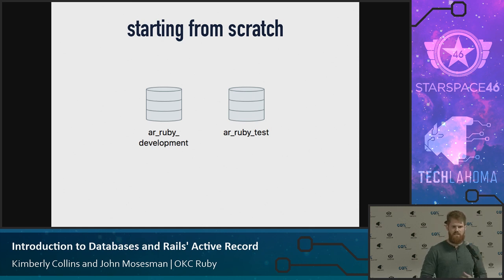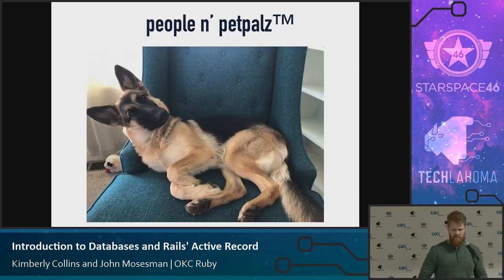For this talk, I wanted to have a little app that we could make to give us a flow to work through. I'm calling it People and Pet Pals. It's an app that lets owners and their pets keep track of their information. What pets do you own? Who belongs to that pet? Like a basic database system around people and pets.